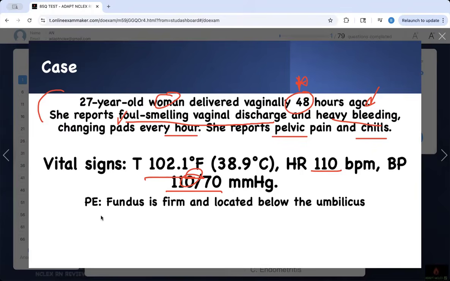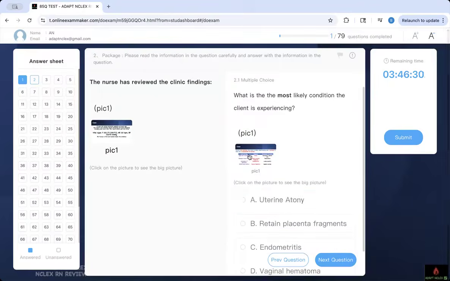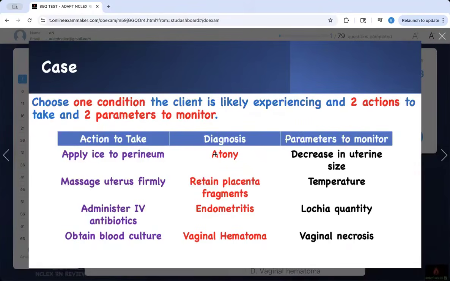You may see, and then I told you the fundus is firm and located below the umbilicus. That means the uterus is not the one bleeding. The bleeding is something causing the uterus to bleed. And that is the case study you may see on the NCLEX. And when you see it, I want you to think that way. Therefore, what is the likelihood? This is a both type question. What is the patient experiencing?